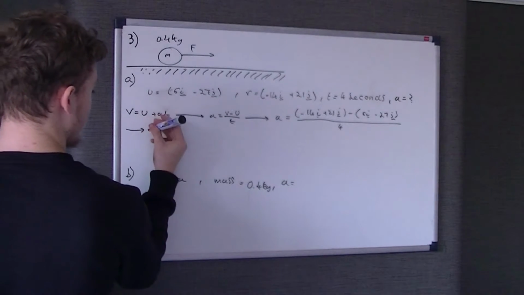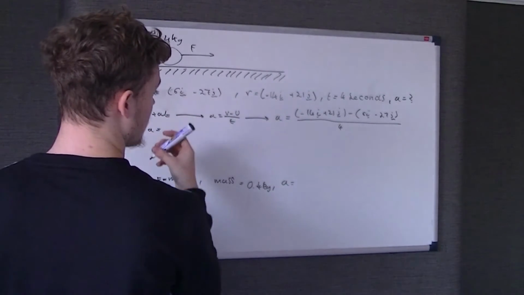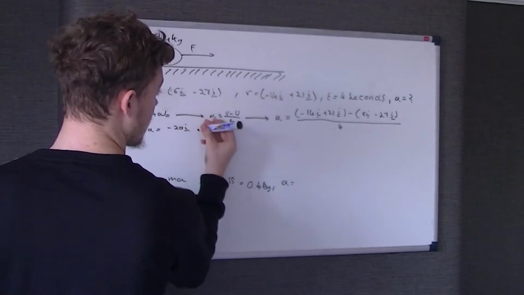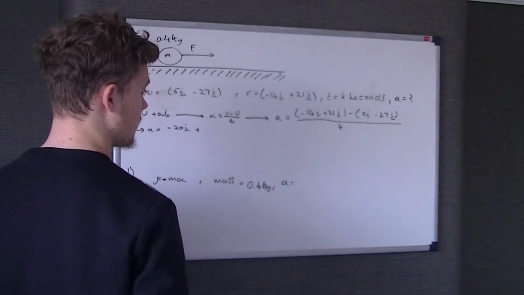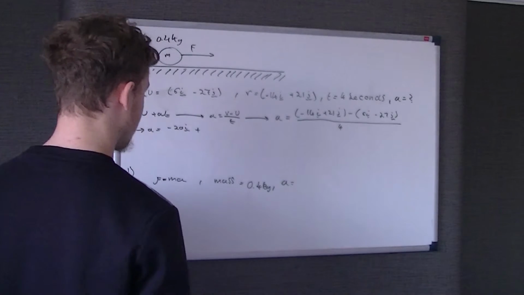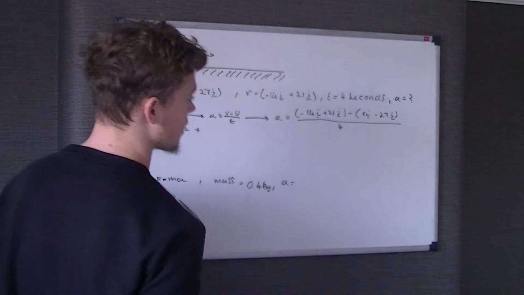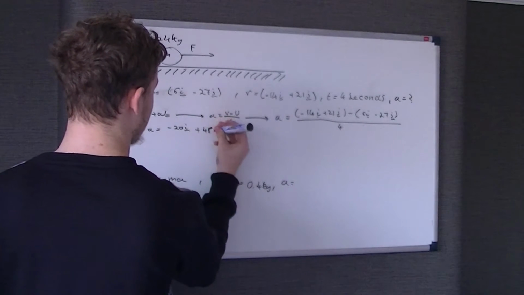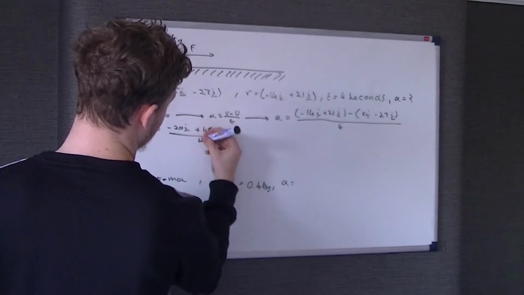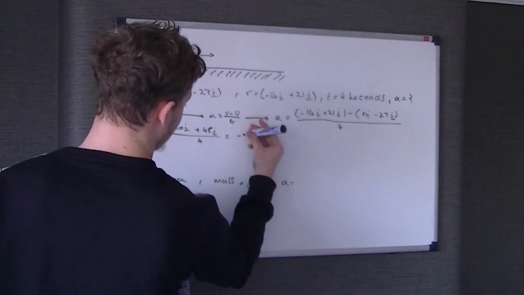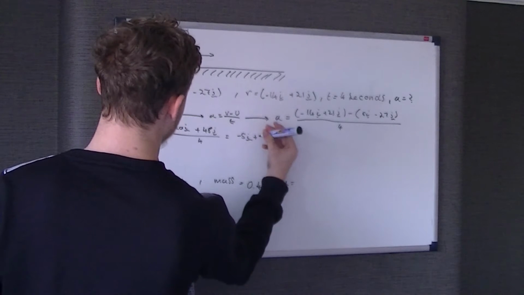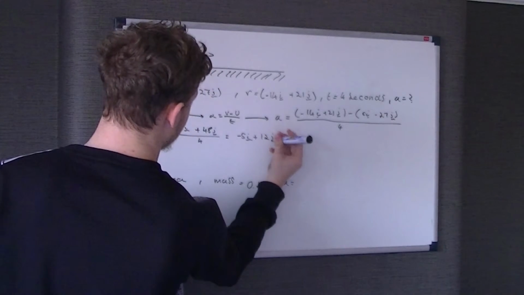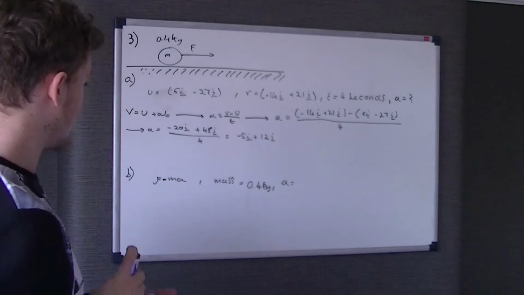So a is equal to, take the i: minus 14 minus 6i, minus 20i, plus 21j take minus 27j, so it's 21j plus 27j, that's 48j. That's all over 4, so you divide each term by 4, so that's minus 5i plus 12j. So that's your answer to part A.